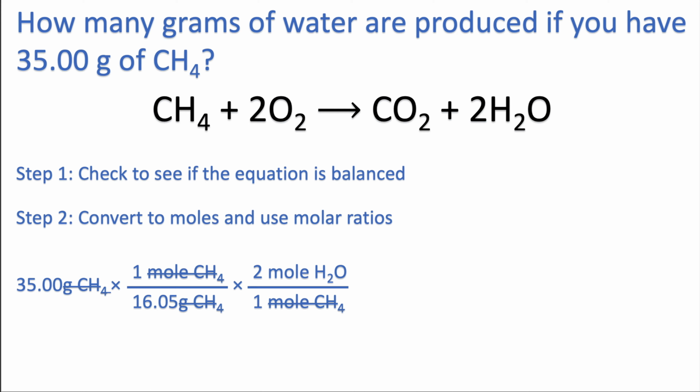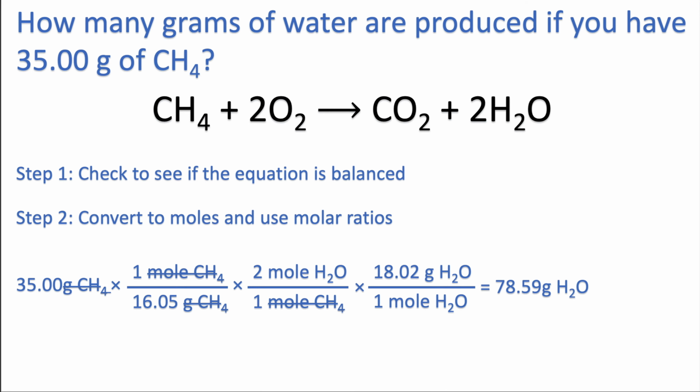Our final step is to convert the moles of water produced to mass in grams. This means that because we are starting with moles, we need to multiply by the molar mass of water, which is 18.02 grams per mole. To find the final mass of water, when we plug these values into our calculator, we can determine that under these conditions, the reaction produces 78.59 grams of water.